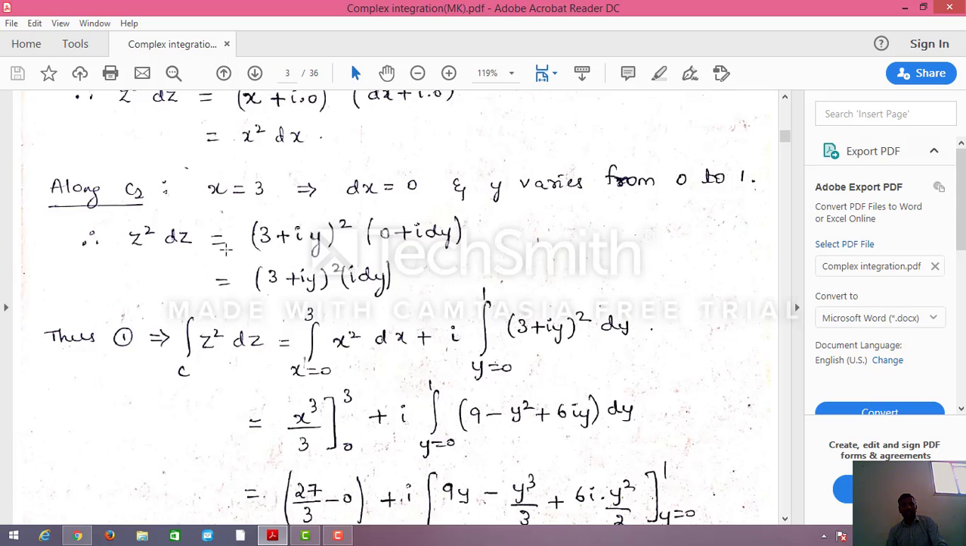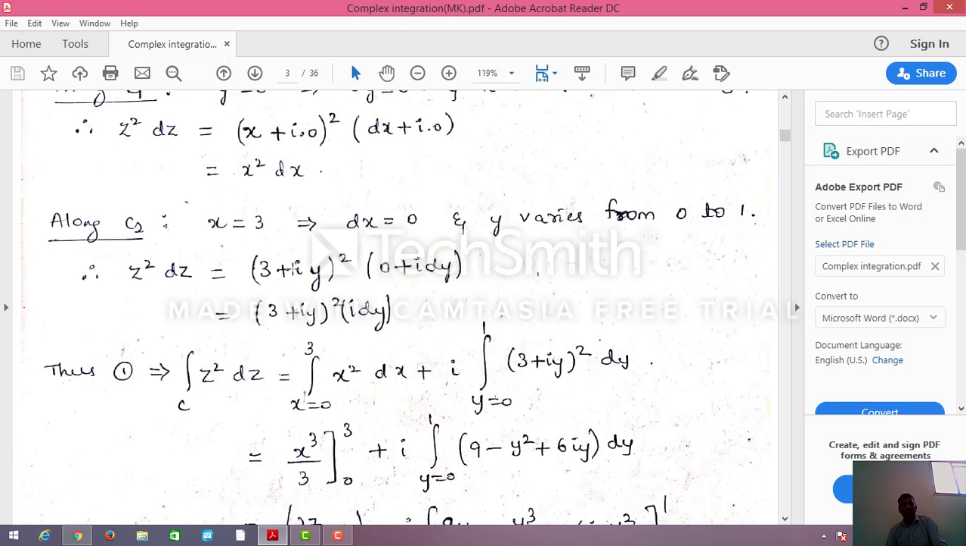z square dz is nothing but, in the place of z, x is 3 plus iy, whole square, into dx plus i dy. Now (3 plus iy) whole square: here x is 3, iy whole square, and dx is, what is that here? dx is 0 plus i dy. Now (3 plus iy) whole square into (0 plus i dy) should be i dy.